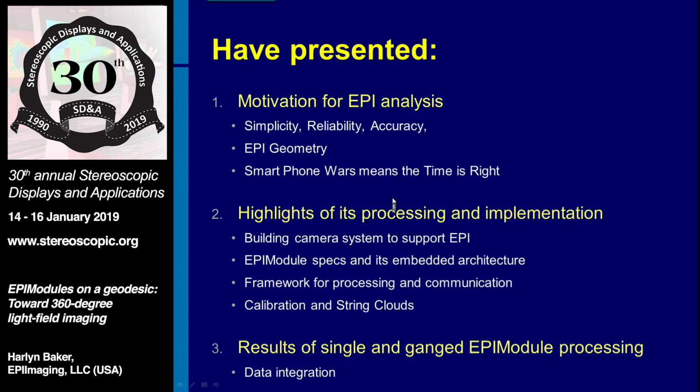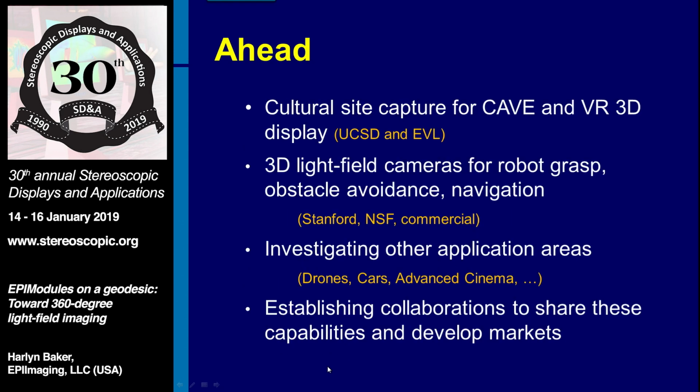So what I've shown you is the motivation for using EPI, its simplicity through no search, its reliability through redundancy, its accuracy through lots of observations, and you can have these straight lines and basically features that you can localize. The geometry of EPI, the spatial implications of these planes and the various lines, and the fact that you can do it now because of the smartphone wars that have given us all the gear we'd ever want for getting at this topic. Highlights of the processing, building the camera system, the specs, the communications, and about the strings. And the final thing is the module that puts together the data integration.